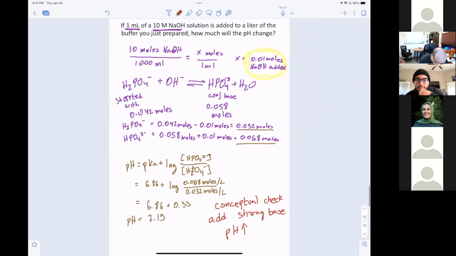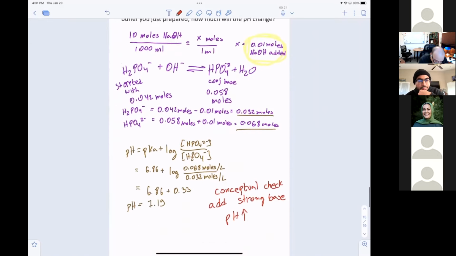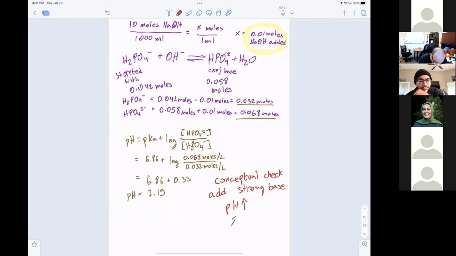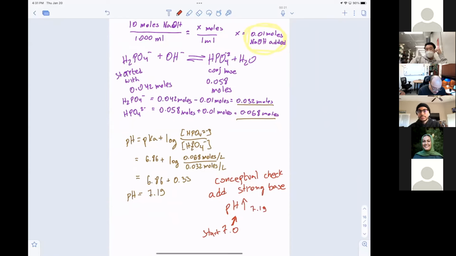It's now 7.19. What is the mixture I started with? The mixture I started with was pH 7, and now I end up with 7.19. I'm going to talk about it in a second, but think about it: I add 10 molar NaOH and I just raise the pH a little bit. This is the power of buffers. I'm going to talk about it in a second. Before I answer questions, I have a question for you guys. Do you have any disagreement with anything that I did here?